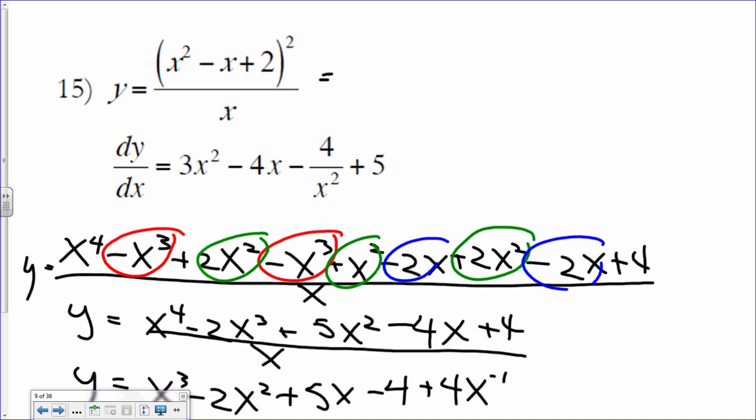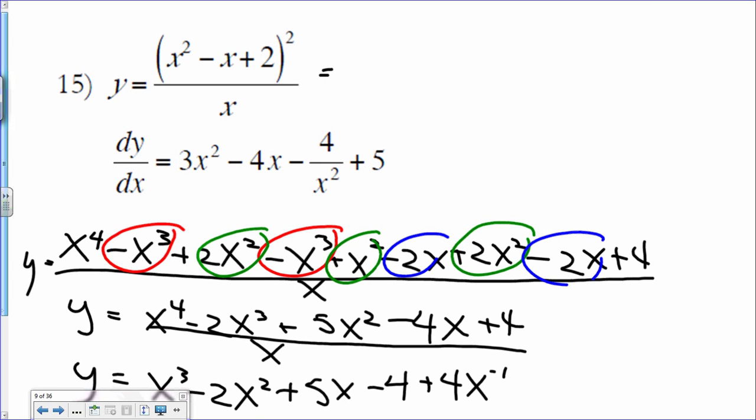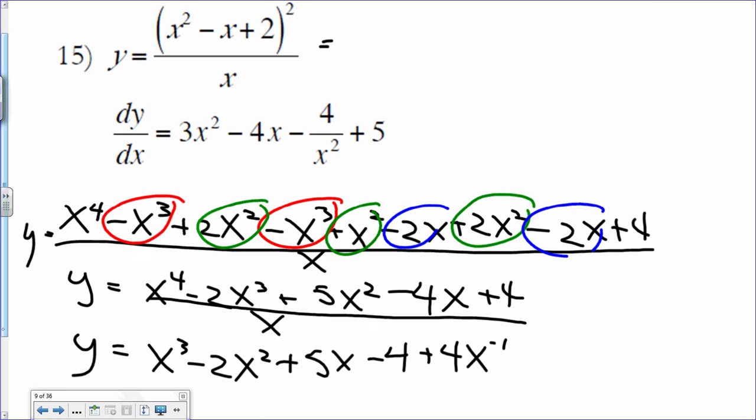Oh yeah, okay, so 15 was probably the worst one because first you had to square this out. You'd write it next to itself, right? And you'd have to distribute. So each term in here, you have to write as a product. I circled all the x cubed terms in red, the x squared terms in green, and the x terms in blue, just so I could combine like terms.